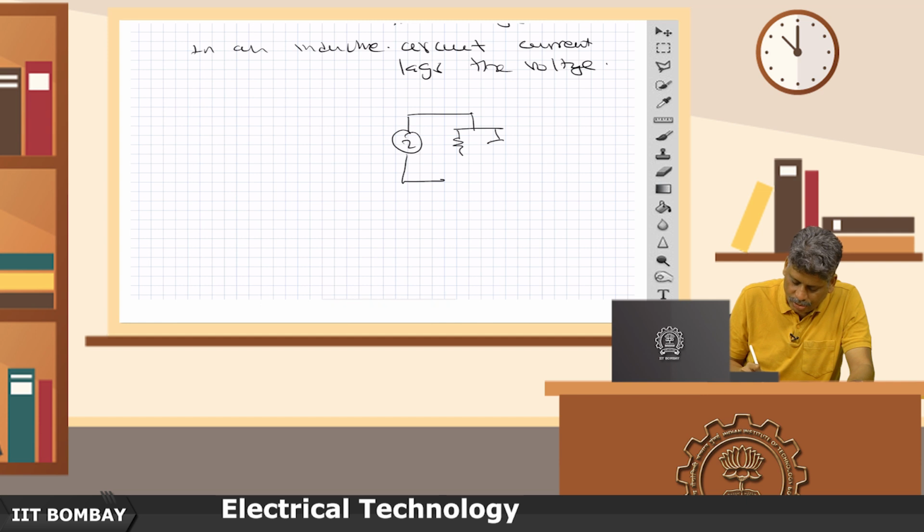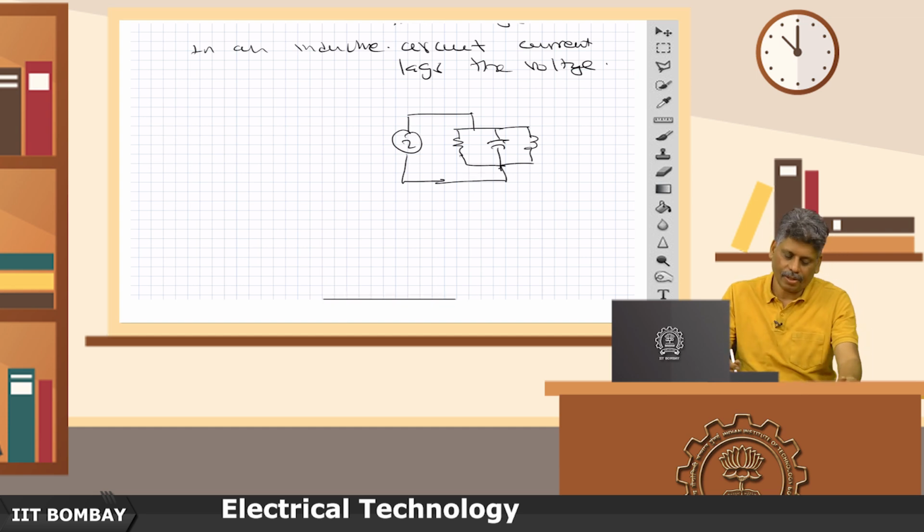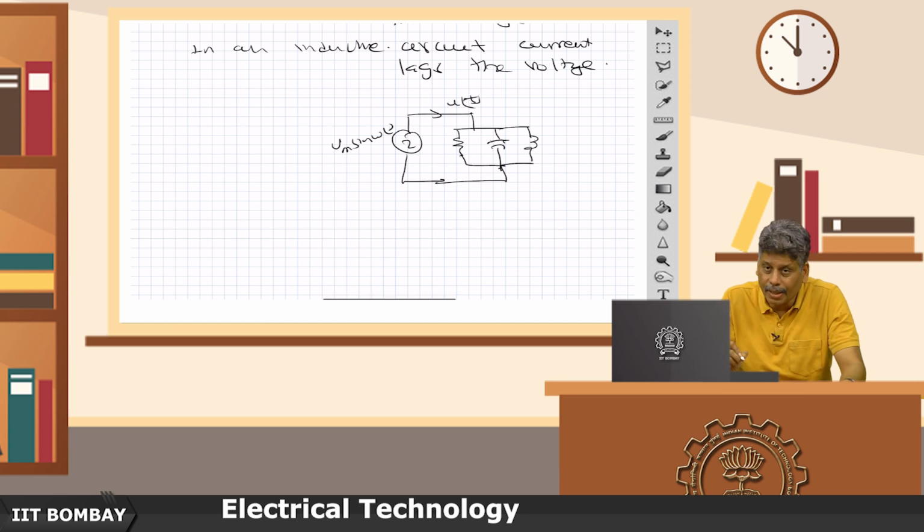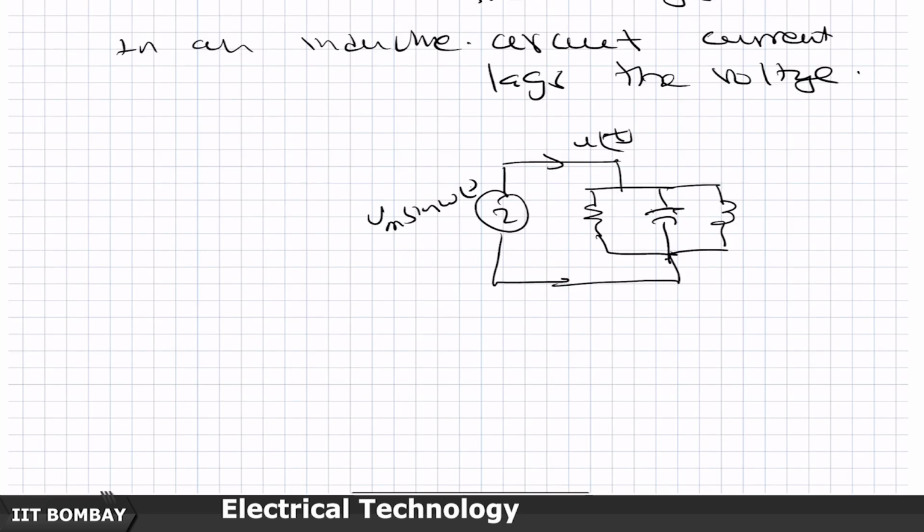I'm sorry, let's just do an RLC parallel circuit. So I have Vm sine of omega t applied here, and my interest is in finding the current response. What is the current response? What is the i of t? The same voltage I have applied here comes here, v of t.